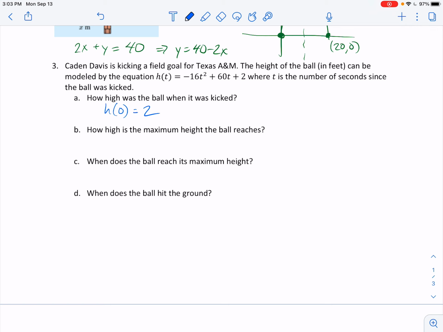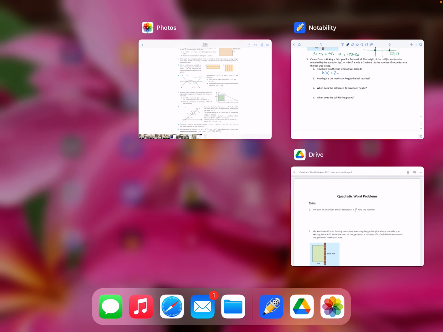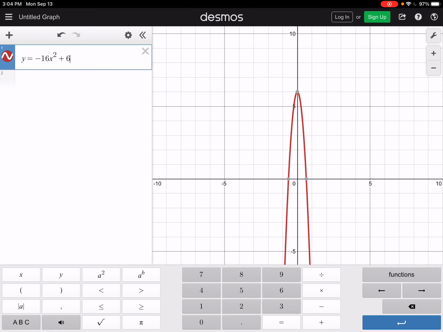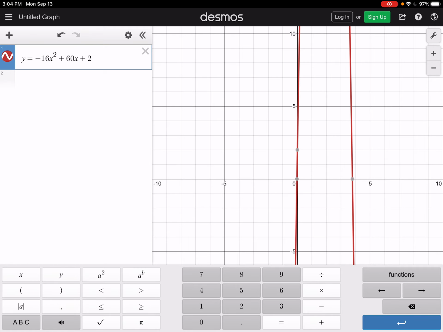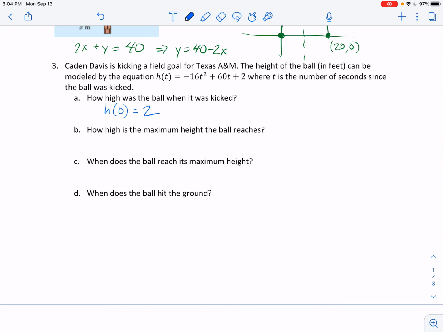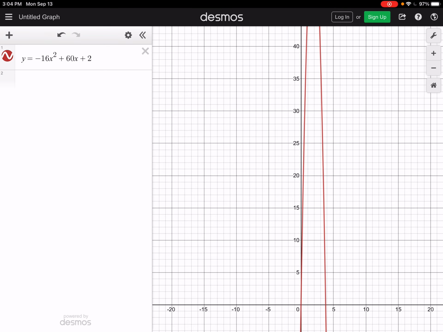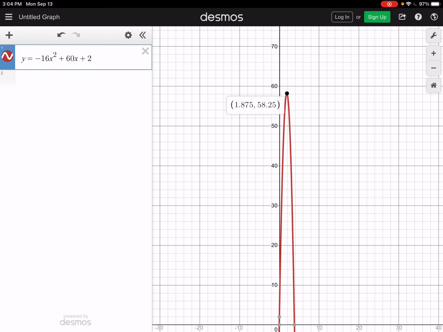We've got some choices as to how we could best approach this. If we have a calculator, we can just plug that in. Do I have Desmos open? No, let me go find Desmos. There it is. It was y equals negative 16t squared plus, I think it was, 60t plus 2. Let me make sure that I'm not lying to you. Yes. Okay, so when I look, I can see that at 1.875, it's 58.25.